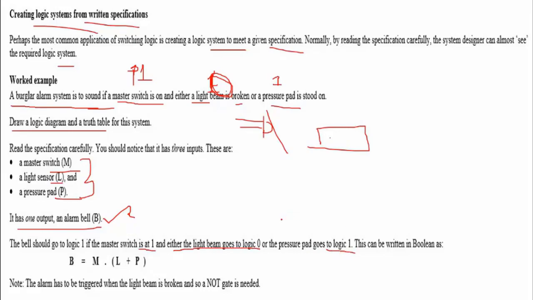Okay, so according to the question, you want the burglar system to sound if the master switch is on. Kwanza hiyo ndo condition ya kwanza, inabidi isatisfy and either huyu hapa au huyu hapa is switched on. It means since there is an OR, there should be a combination of this to work out with the master switch ili switch alarm on.